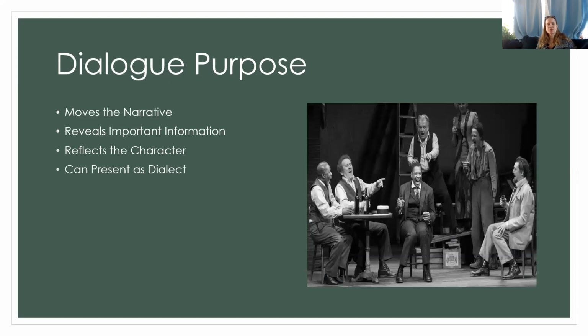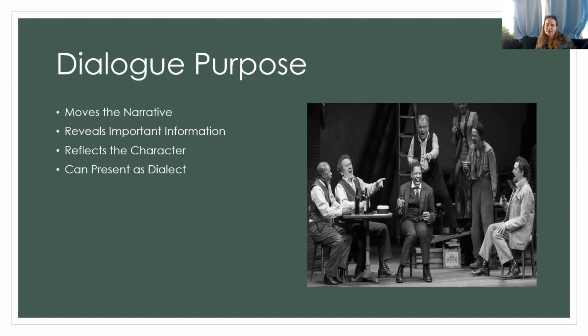We have the purpose of dialogue, which is specifically to move the narrative along. That means that every aspect of dialogue is there for a purpose. It's meant to reveal important information to the audience about the narrative, the conflict, or the characters. The dialogue is also reflective of the characters, not only through the content, but also through the form. And what does that mean?